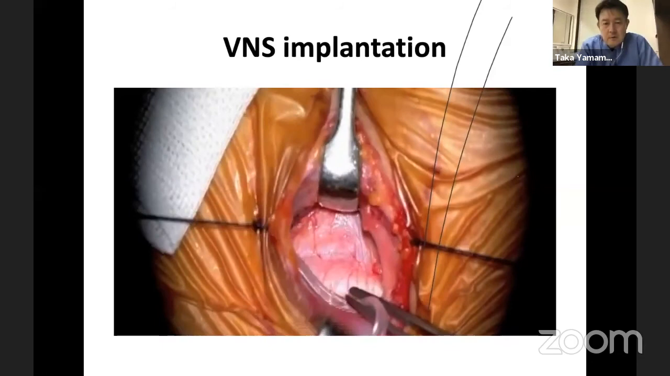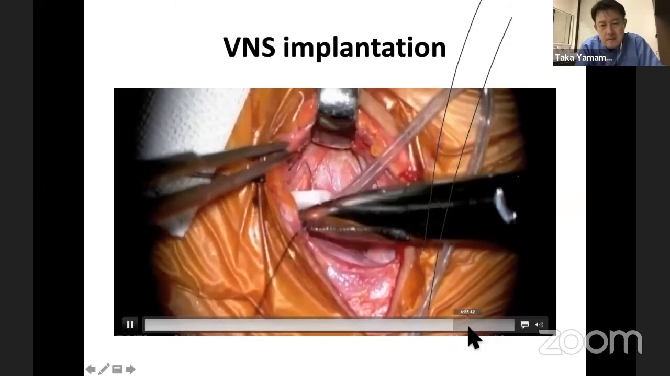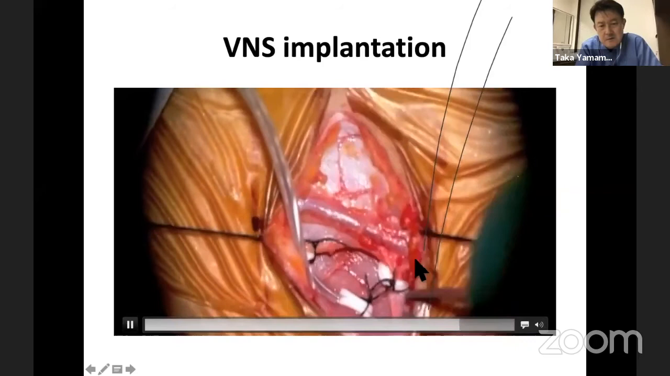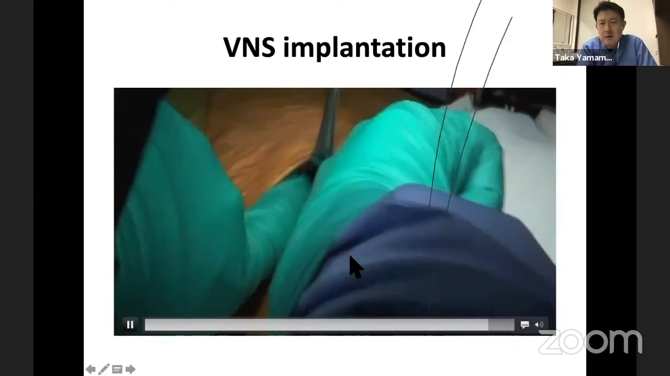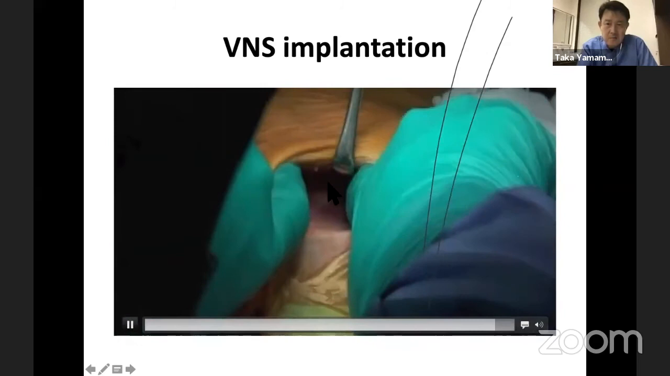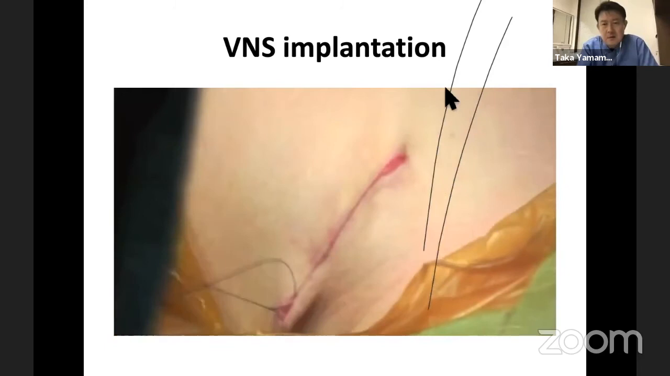Okay, and the placement of my electrodes is done. And I put the tethering along the fascia of the muscles. And also, this is a very skinny boy. Then I put the generator in a subpectoral approach, between the major pectoral muscle and minor pectoral muscle. And then the subcuticular stitches, and then the dermal bond, and also other tapes on that.